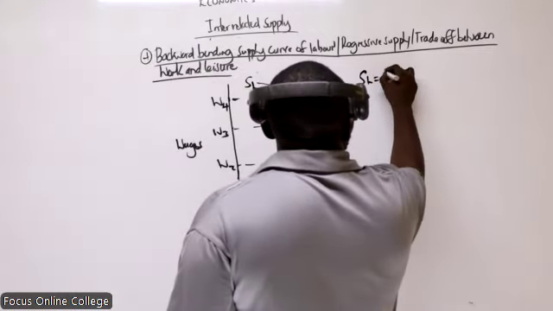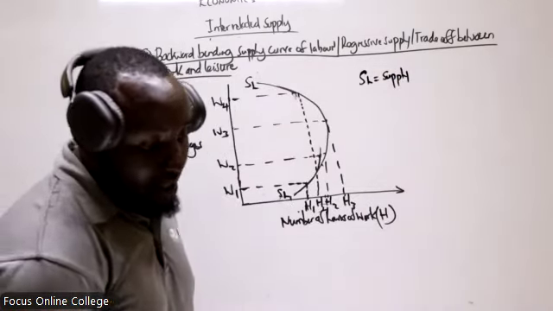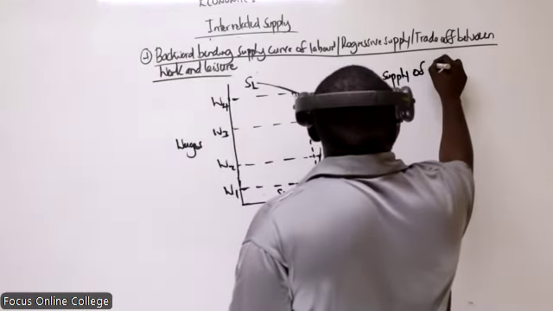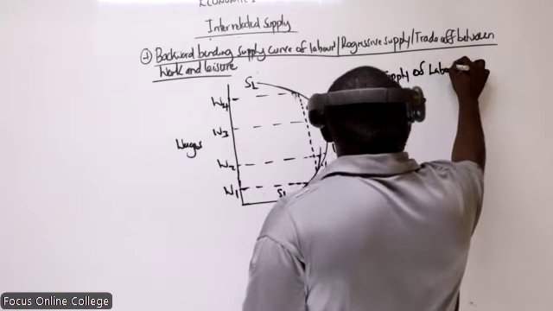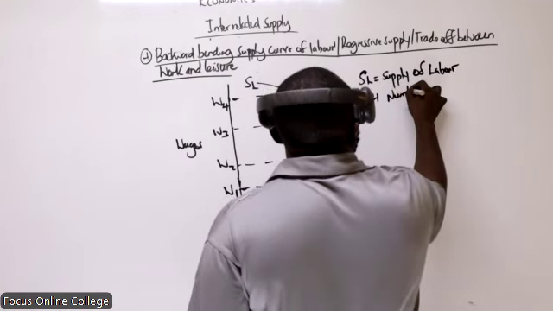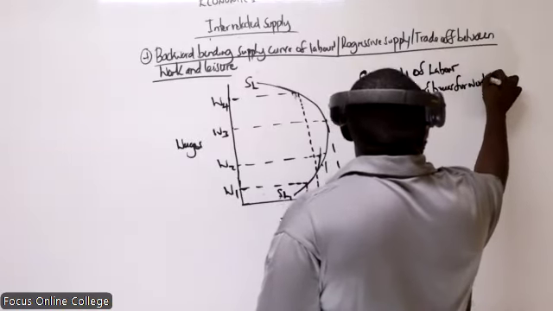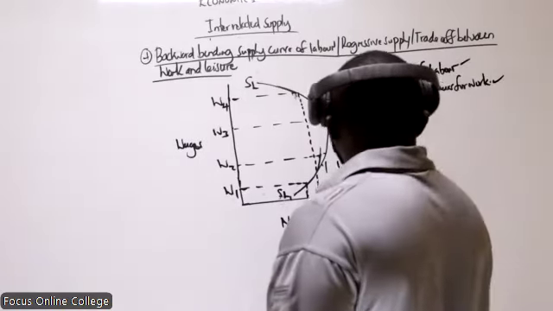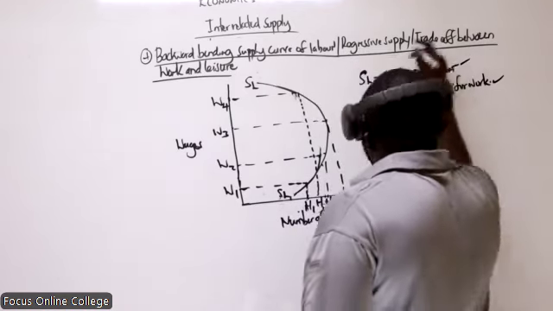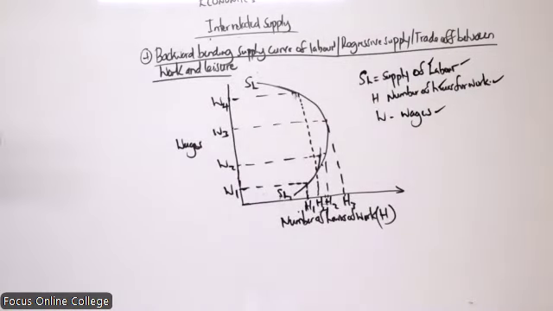So SL represents the supply of labor. H is the number of hours offered for work. Then W is wages.